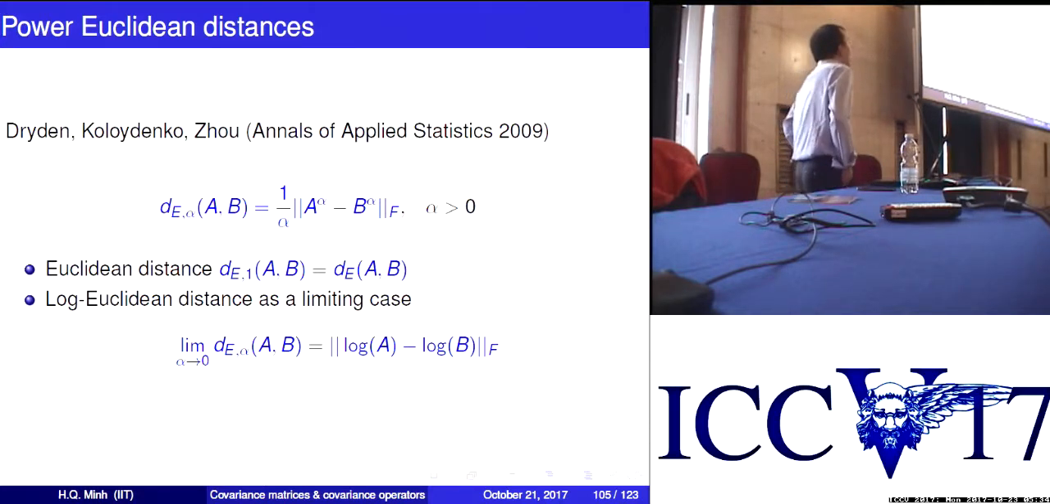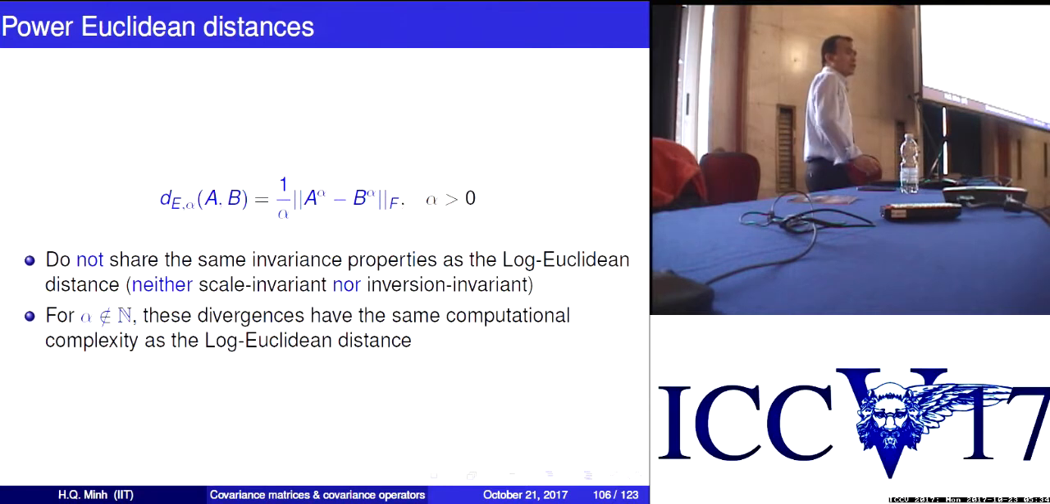So it's another generalization, a different family of distances that includes the log Euclidean distance as a special case. It does not, however, share the same invariance properties as the log Euclidean distance, because it's not scale invariant or inversion invariant. This distance has been used recently by some group, but it has not been used so much.